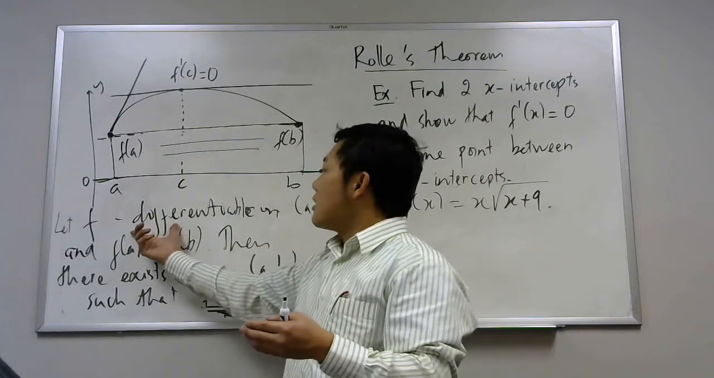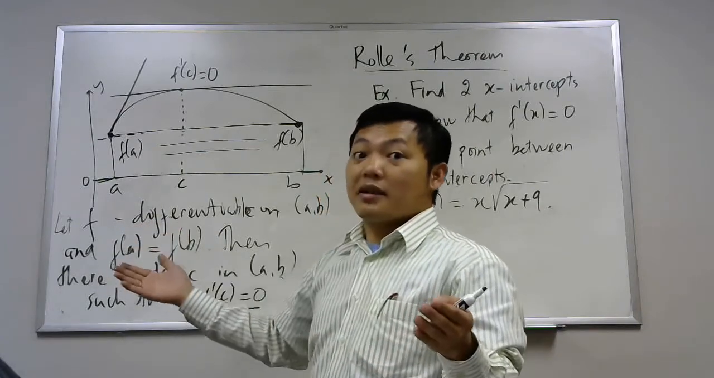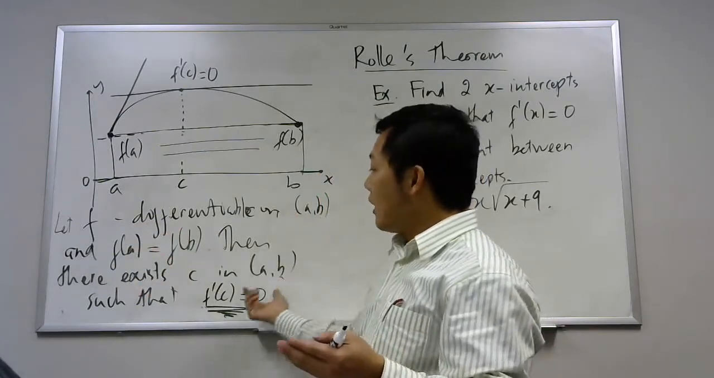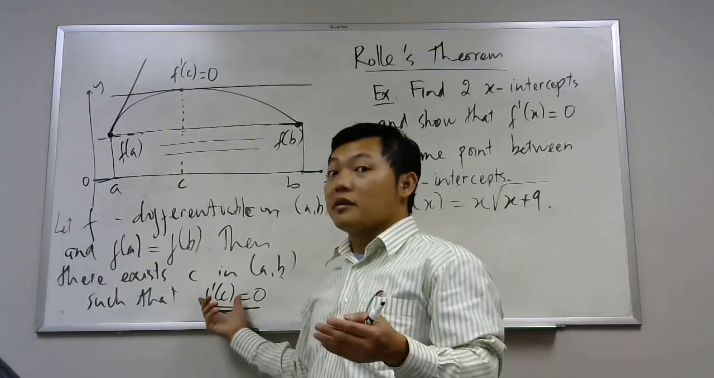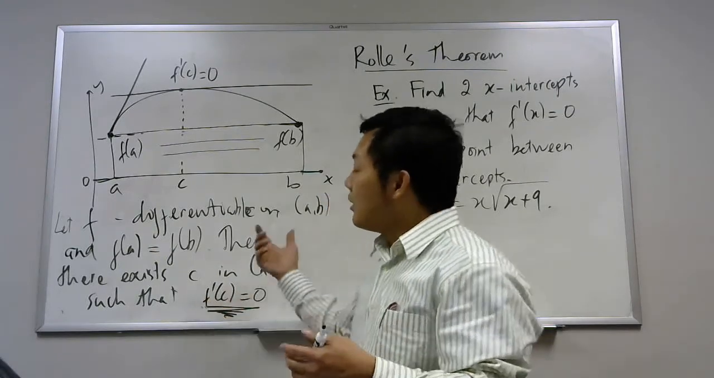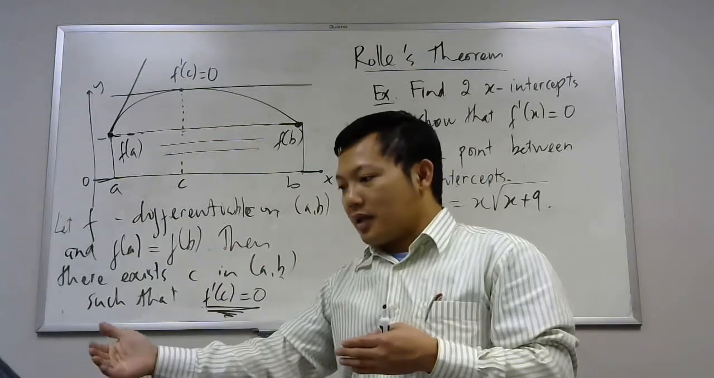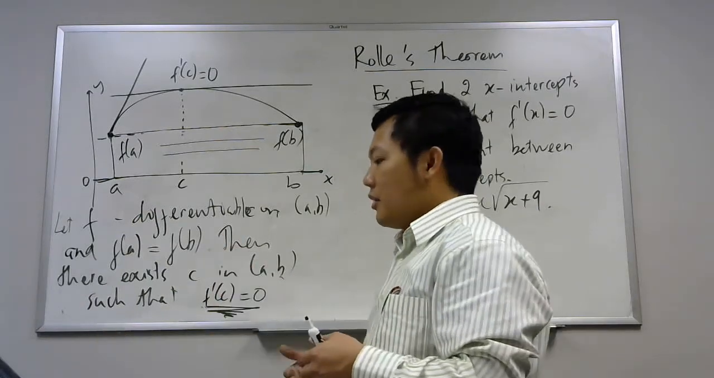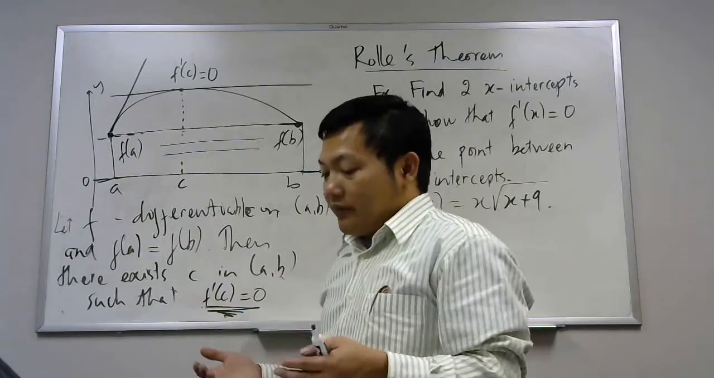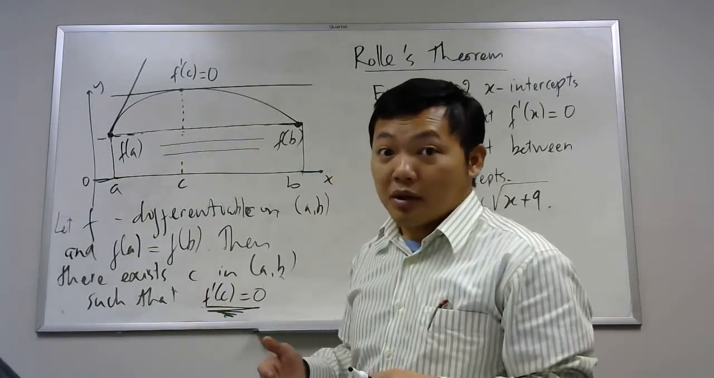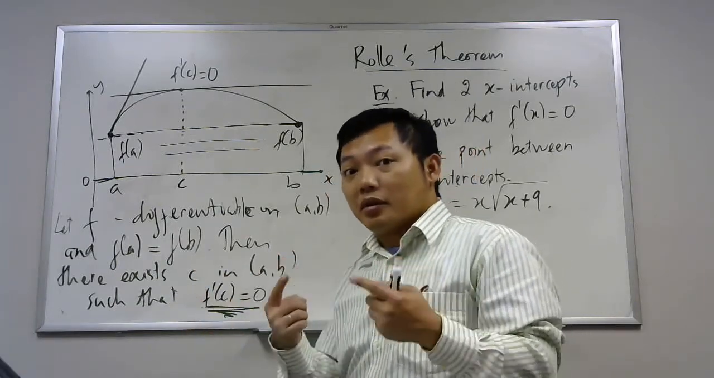But our function is differentiable. That means the derivative exists everywhere in here, right? So we have only one case, where the first derivative equals 0. So Rolle's theorem says something about the existence of extreme points, or maybe the existence of extrema, on that interval. So that is very important.